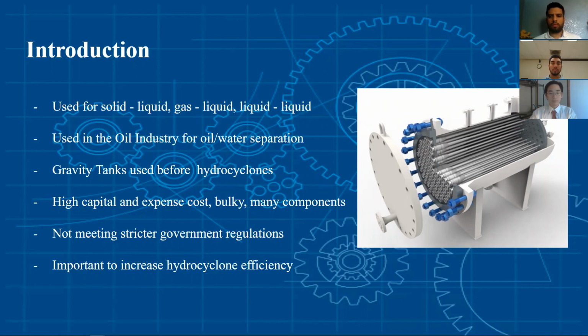Many hydrocyclones next to each other are held together inside a cylindrical vessel. Before hydrocyclones, only gravity tanks were used for separation. Gravity tanks have a higher capital and expense cost, are bulky, and have many components compared to a hydrocyclone. Also, gravity tanks alone started not to meet stricter government regulations for the oil content in the wastewater being pumped back into the environment. Maximizing the efficiency of hydrocyclones is important because it will lessen the pollution of water and increase profits by recovering more oil.